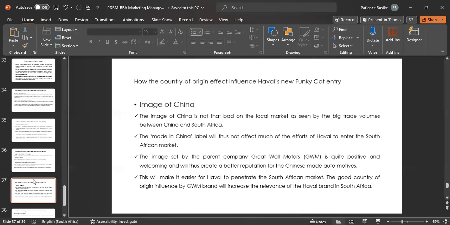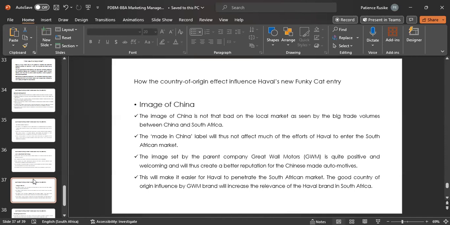So the image of China, generally, if we look at the South African context, is not that bad. Because remember, China and South Africa have bilateral agreements, and there are big trade volumes between them. The fact that there are big trade volumes means that the image of China is good. So the made in China label will not affect much the efforts to enter the South African market, because there's already a relationship between the two governments. So there is a good image for China, and that would facilitate the entry of AVAO into the South African market.